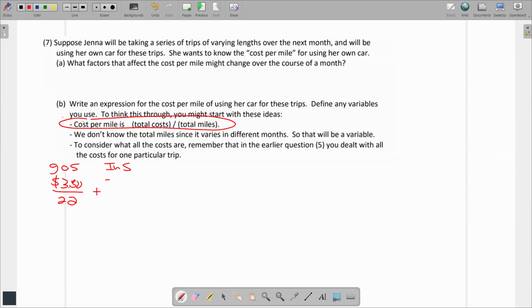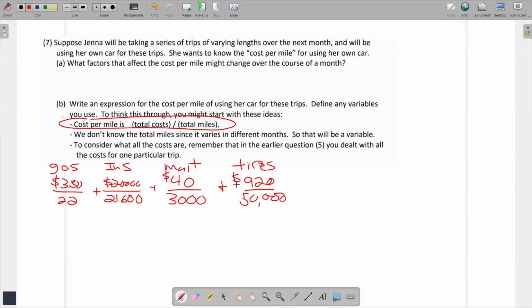And then insurance. I think it was like $2,000 for 21,600. And what was next? Repair and maintenance. Maintenance was $40 over 3,000. Then we had tires, which was $920 over 50,000. And then repairs was $328 over 15,000.